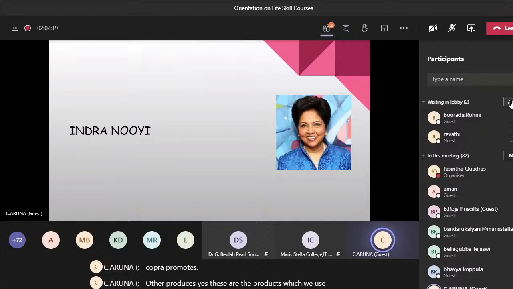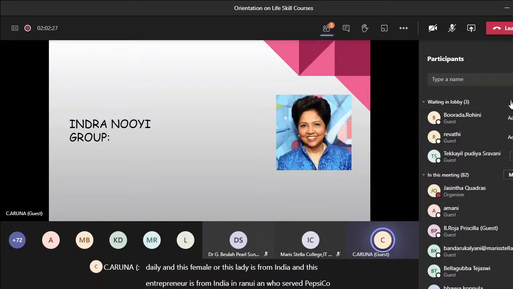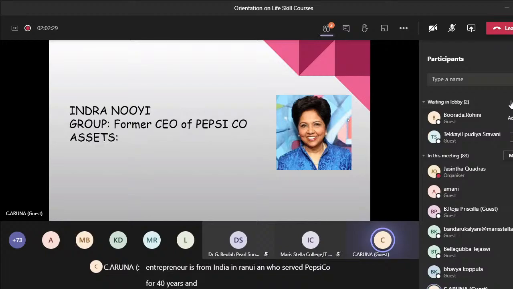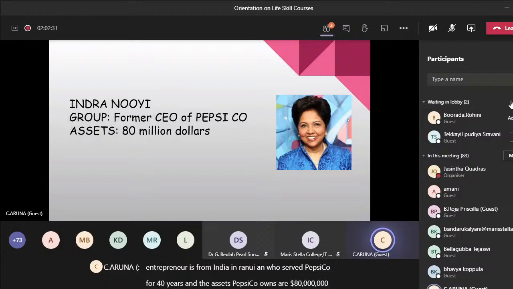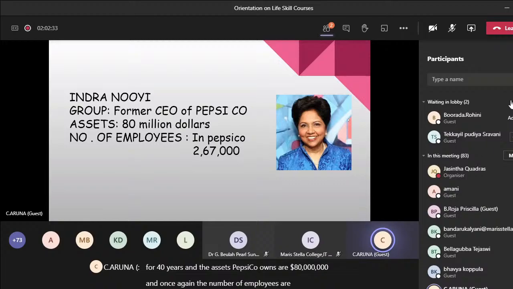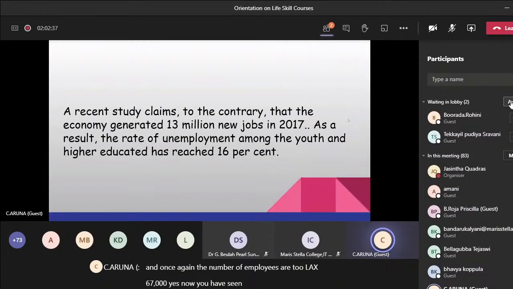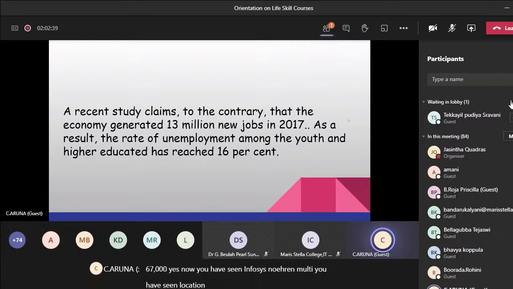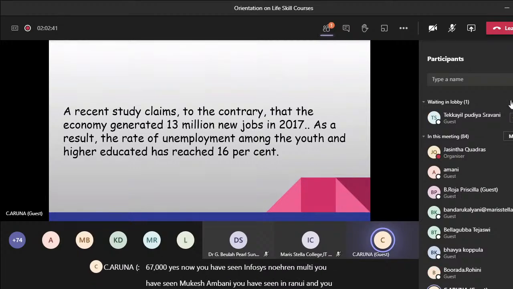And this lady is from India, and this entrepreneur is from India, Indra Nooyi, and she served PepsiCo for 40 years. And the assets PepsiCo owns are $80 million. And once again, the number of employees are 267,000. Yes. Now you have seen Infosys Narayan Murthy, you have seen Mukesh Ambani, you have seen Indra Nooyi, and you also have seen Facebook's owner, it is Mark Zuckerberg.